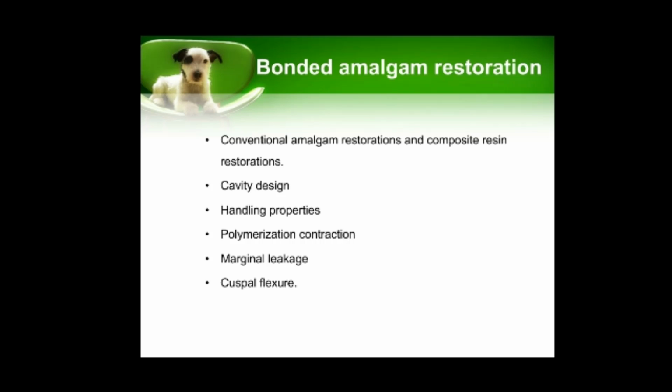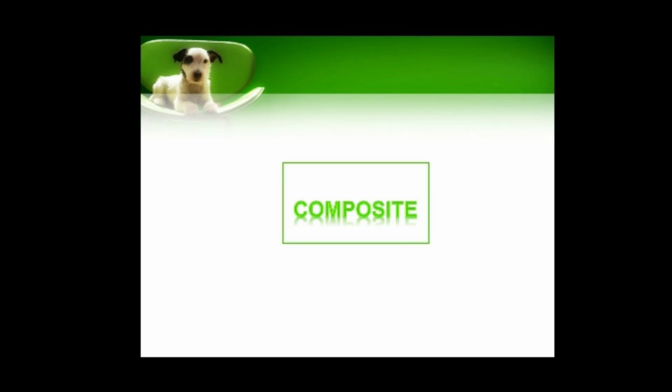And for the cuspal flexure, the use of bonded restoration in posterior teeth will show reduced cuspal flexure and also an increase in the structural integrity of the tooth when compared to that of the conventional amalgam restoration.